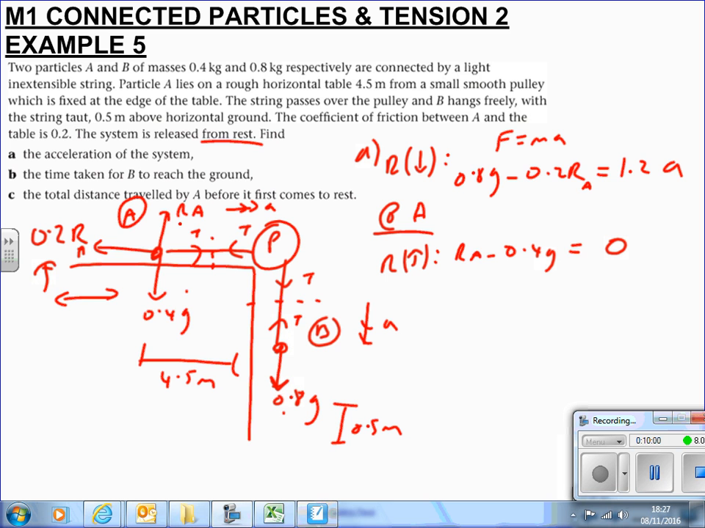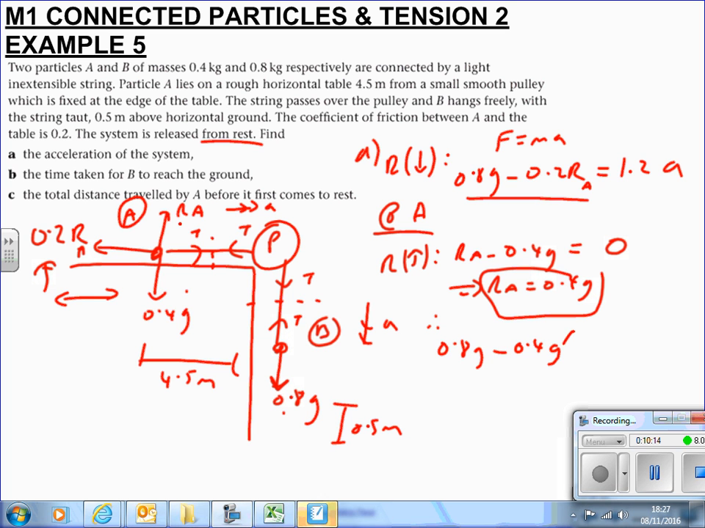It's not bouncing up and down on that table. So we know RA is 0.4g, and we can sub that into our equation here. So 0.8g minus 0.4g, which is our RA, times 0.2 equals 1.2a. So therefore a equals all that lot divided by 1.2.